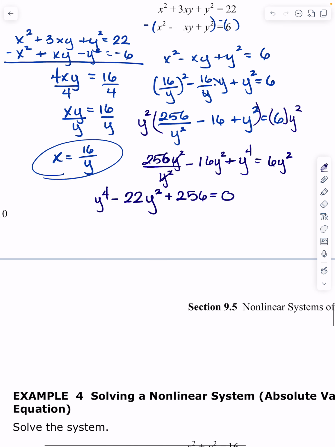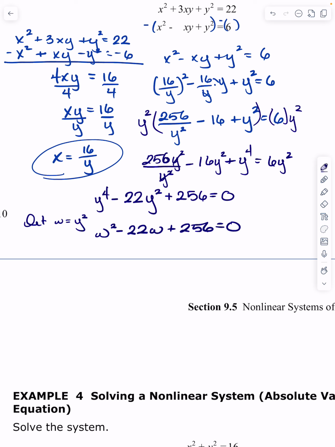So this we are going to factor and solve. We've got the y to the fourth and the y squared. So we can use a substitution and just call y squared w. Then we could rewrite this as w squared minus 22w plus 256 equals 0.